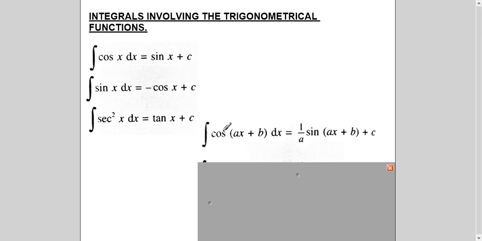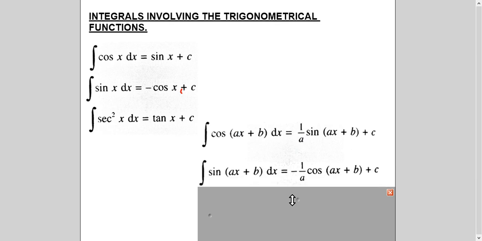We have seen that the integration of cos is sine, right? So integration of cos, now this is your angle, it will remain: sine ax plus b divided by the coefficient of x. So you have a here, so divided by a. Similarly, integration of sine is minus cos. So whatever the angle is here will remain here, divided by the coefficient a. So integration of sine is minus cos, angle divided by a, and plus c, because it is an indefinite integral.